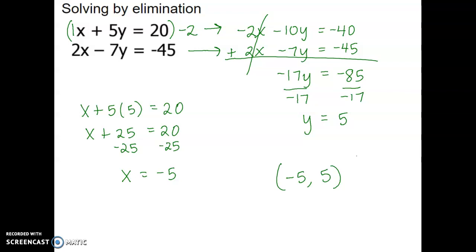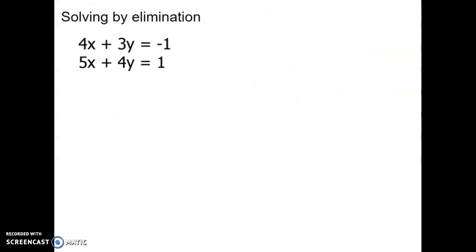All right, let's try one more, solving by elimination. On this one, if I'm going to eliminate one of the variables, I have coefficients of 4 and 5 in front of the x's, and coefficients of 3 and 4 in front of the y's. It really does not matter which one you decide to get rid of. You're going to end up with the same answer at the end. If you got rid of the x's, and I got rid of the y's first, we would still end up with the same answer overall.